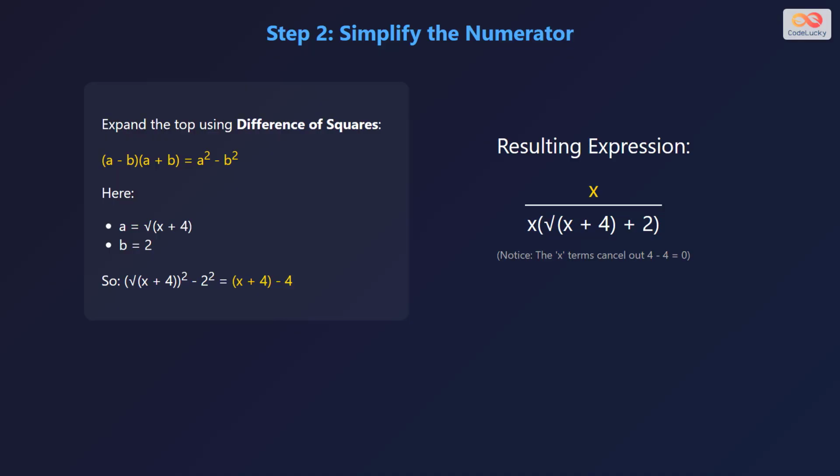Now let's simplify the numerator. Using our difference of squares property, we square the first term and subtract the square of the second term. The square root of x plus 4 squared becomes simply x plus 4. 2 squared is 4. When we subtract 4 from x plus 4, we are left with just x. Notice that we keep the denominator in factored form. Do not distribute the x.